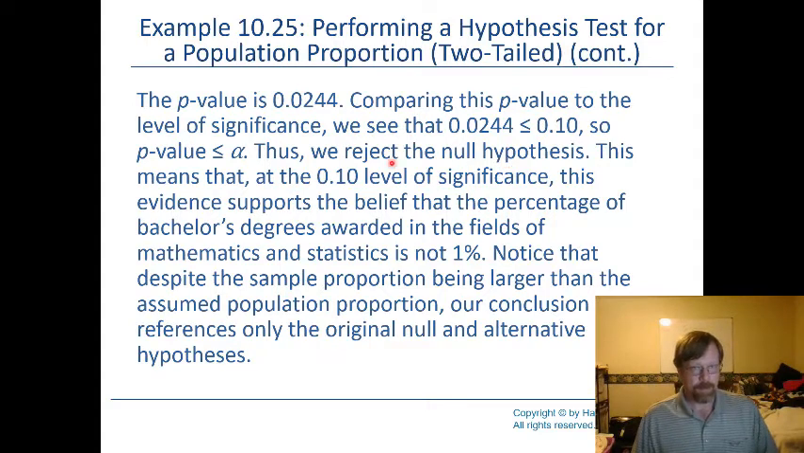Her sample size was larger, but our conclusion only refers to the original null and alternative hypotheses, regardless of which direction it said. All we can say based on this test is that 1% is likely not quite correct. It would be a slightly different test if we were looking at 1% being small.